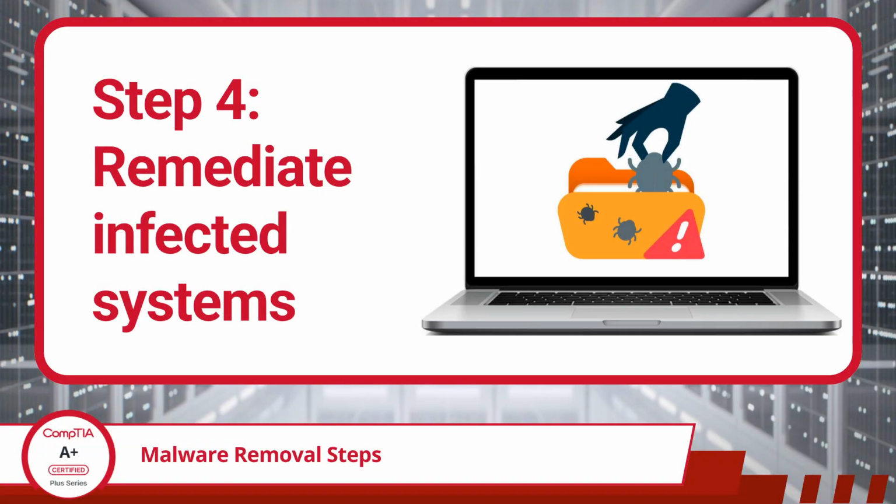Step 4 is to remediate the infected system. Remediation is the actual process of removing the malware and repairing any damage it caused. Depending on the situation, this could involve deleting malicious files, removing suspicious programs, repairing corrupted settings, or using specialized malware removal tools. The exact remediation steps vary depending on the type and severity of the infection.